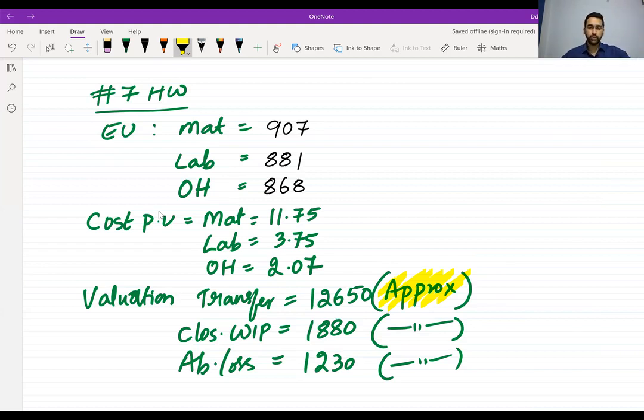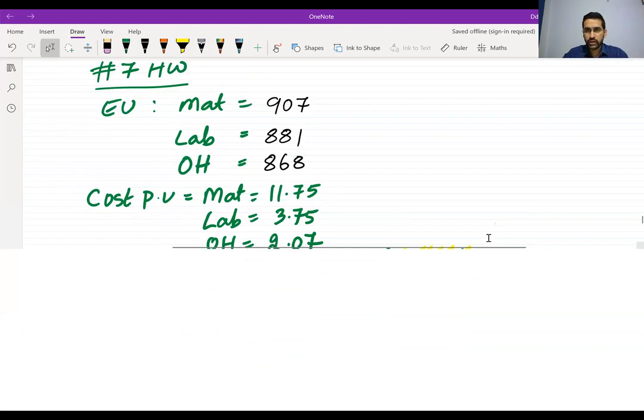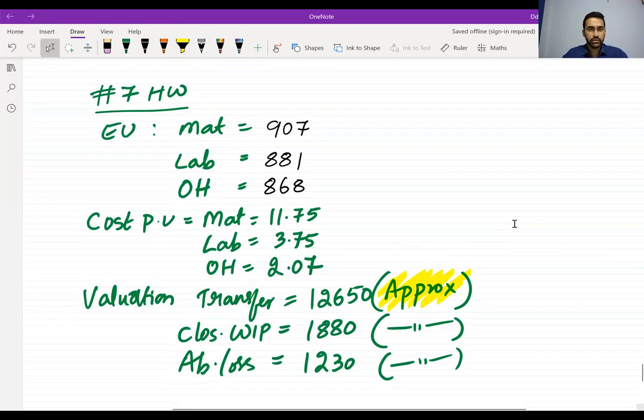Transfer may be 20 rupees more, abnormal loss will be 20 rupees less, or something like that would have happened in your answer. Approximately these are the numbers, right? You can pause the video and cross check the answer.